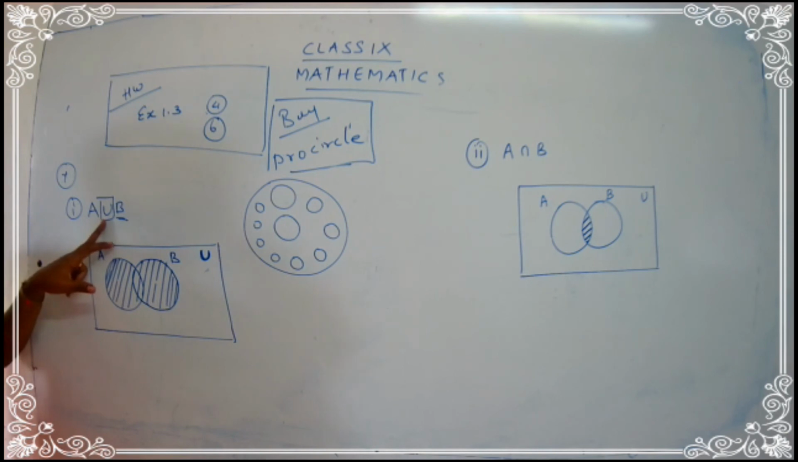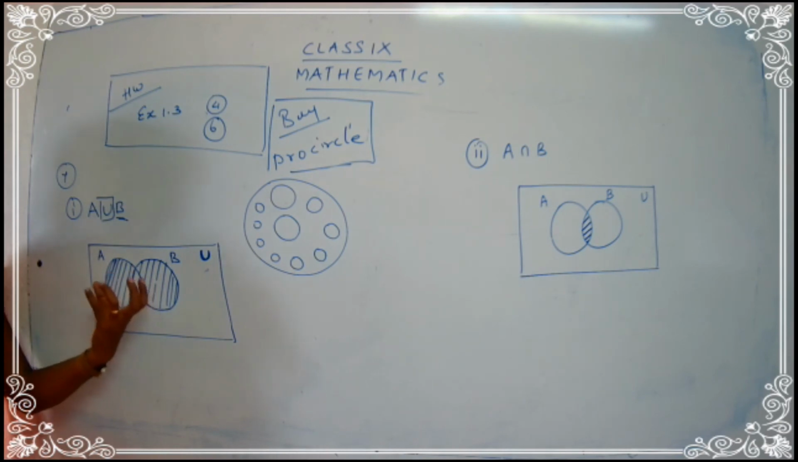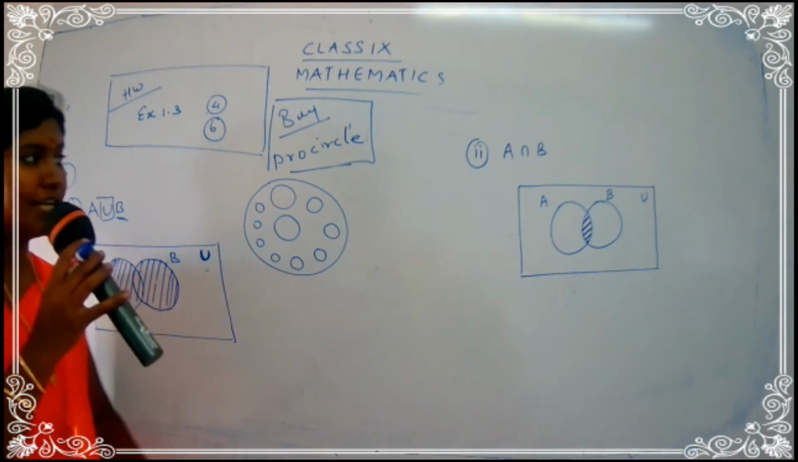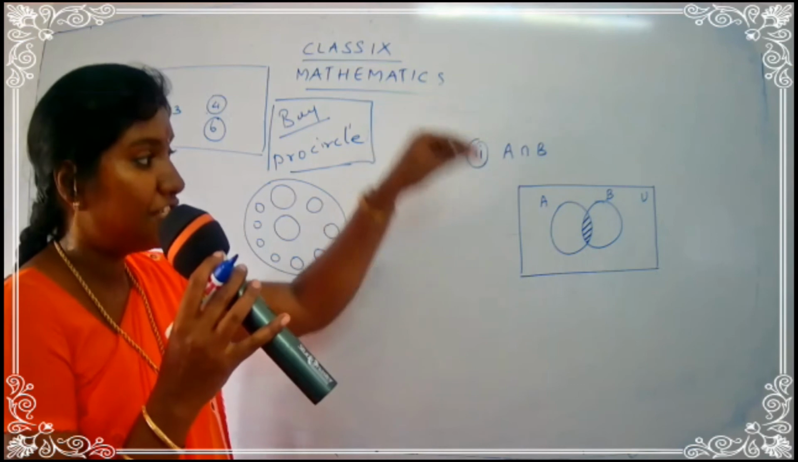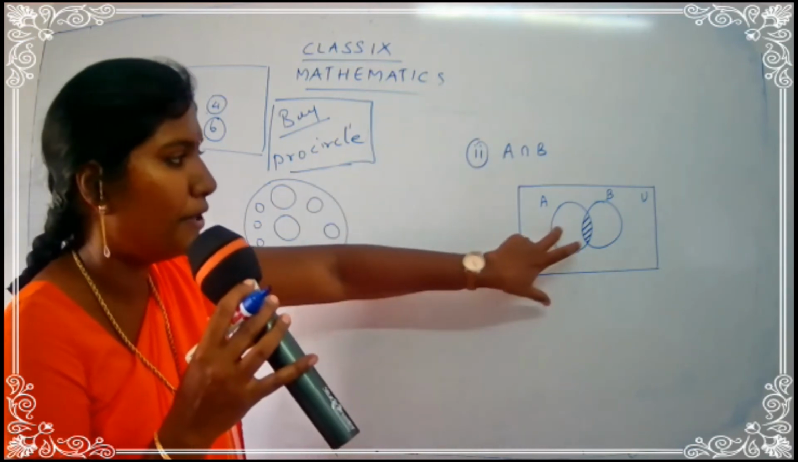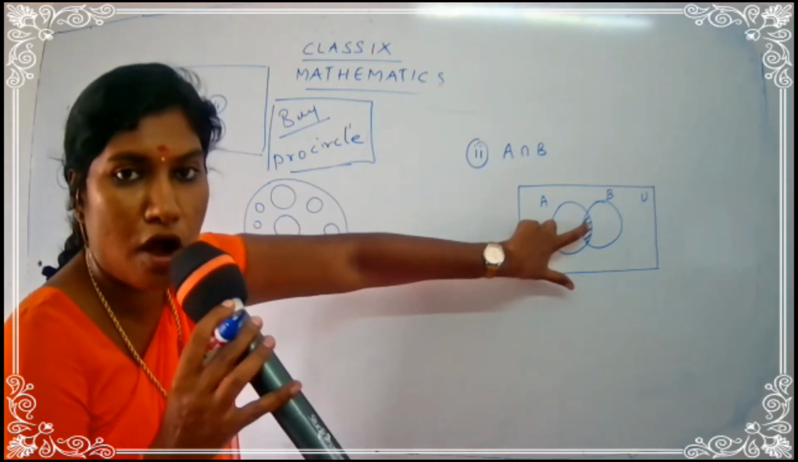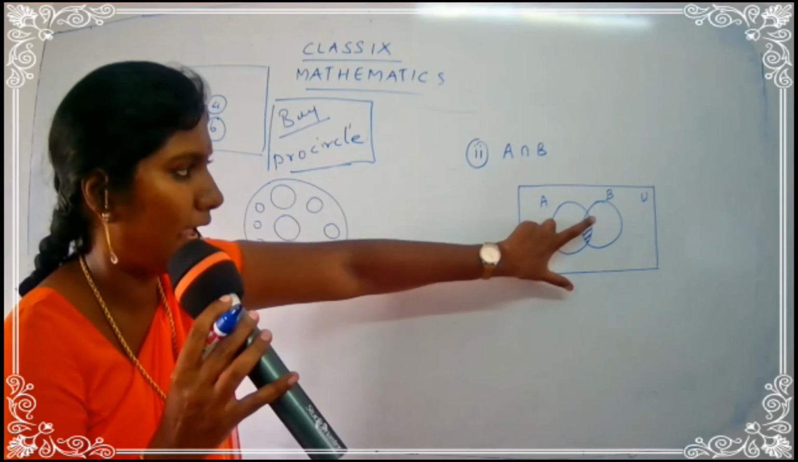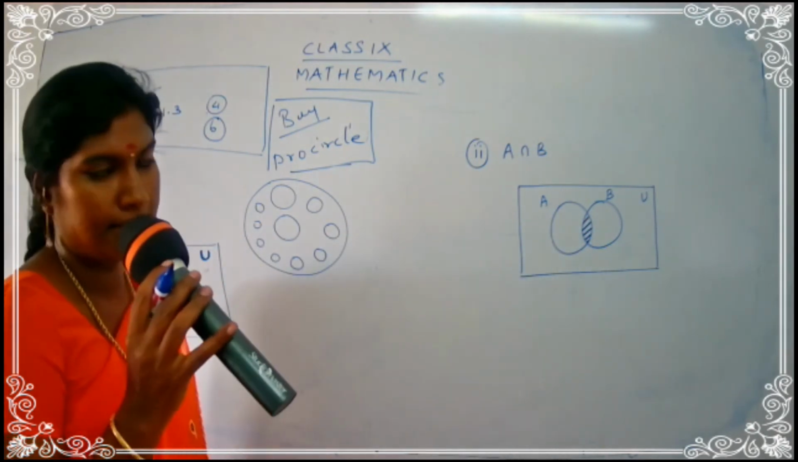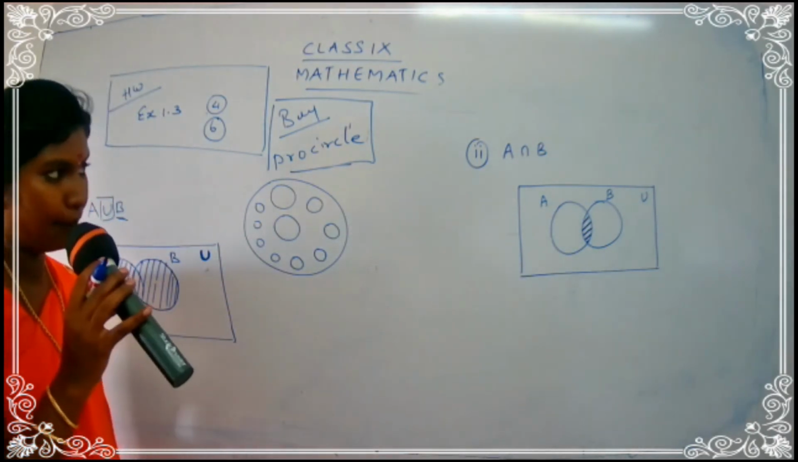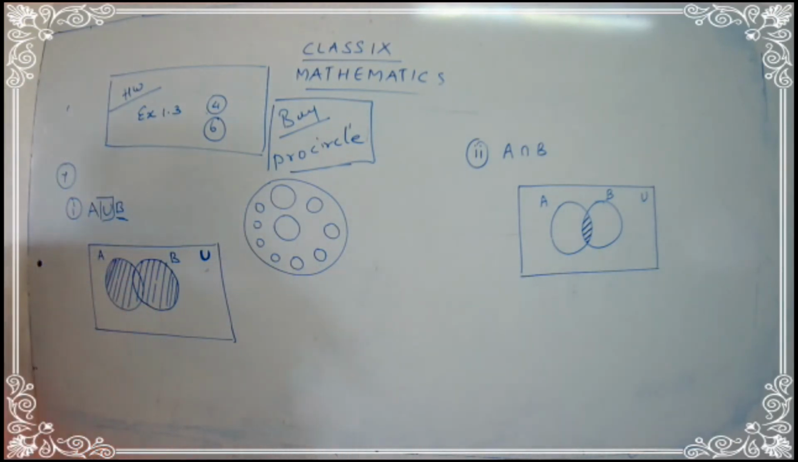So we have studied how to represent A union B. A union B means shade A and B together. A intersection B. What is A intersection B? Shade the common part. What is common to A and B? The middle part is common. Yes, children? Common to A and B. So this is the required answer. I hope you are clear, and we will be continuing with the next subpart in the next class.